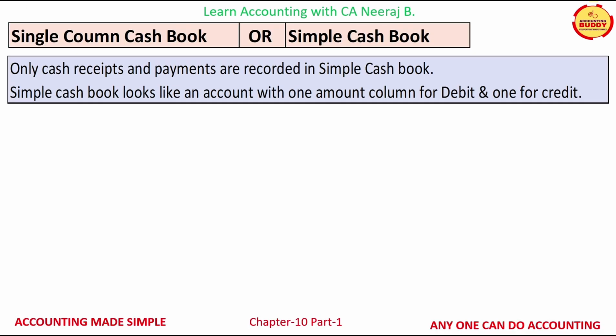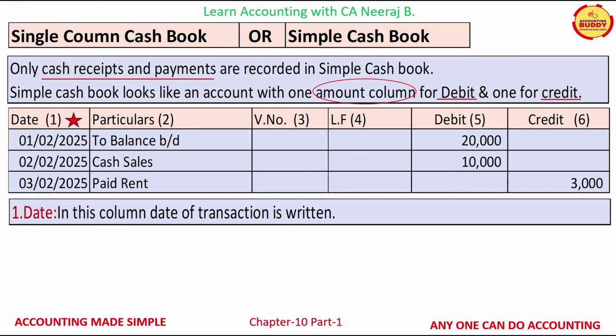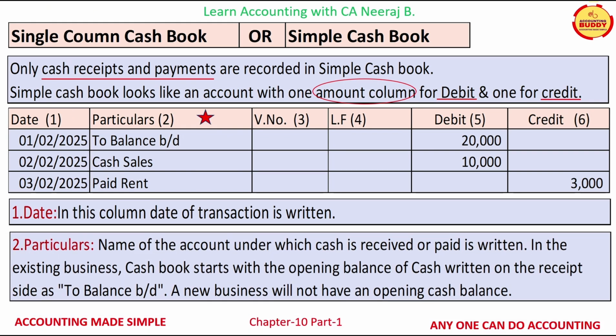Only cash receipts and payments are recorded in simple cash book. Simple cash book looks like an account with one amount column for the debit and one for credit. A specimen of a single column cash book is displayed on your screen. Column number 1 is for date. In this column, the date of the transaction is written. Column number 2 is for particulars. Name of the account holder under which cash is received or paid is written.